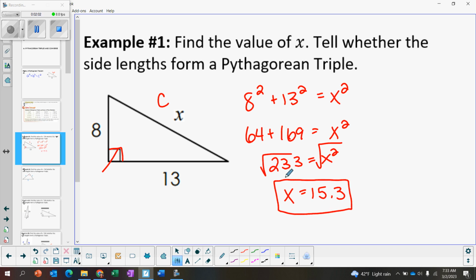So is this a Pythagorean triple? Well, my sides are 8, 13, and a decimal. So no, because that last number was not an integer. It was not a whole number.